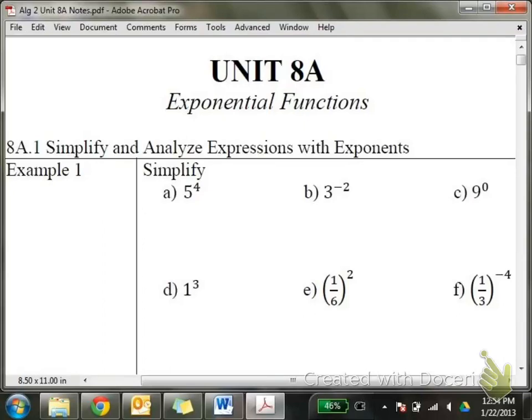All right, guys, 8A.1. All we are doing for 8A.1 is simplifying and analyzing expressions with exponents. The entire lesson is all examples. My suggestion right now is that you write example 1 out, write all of the different parts, and we're going to be doing them together.